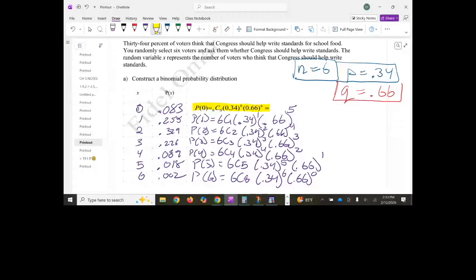Let me ask you guys a question. Remember, we only had 6 people here. We looked at the probability that out of those 6 people, none of them thought it was a good idea, one of them thought it was a good idea, all the way up to 6. If we were to take those numbers and add them all up, anybody know what we'd get? 1, right? Remember, my probabilities have to add up to 1. So if we add up all those numbers, we get 1, like 100%, right? Boom.